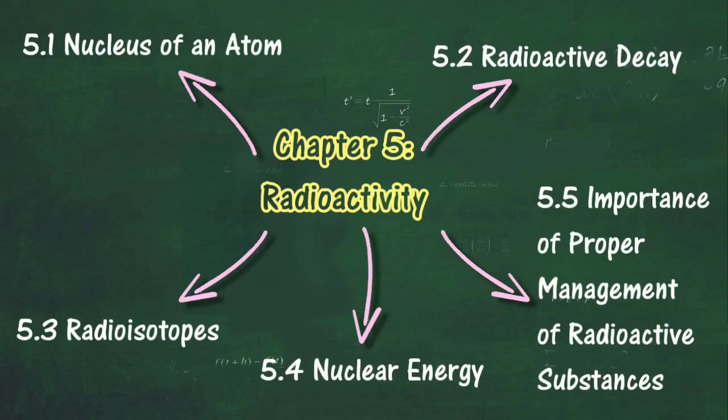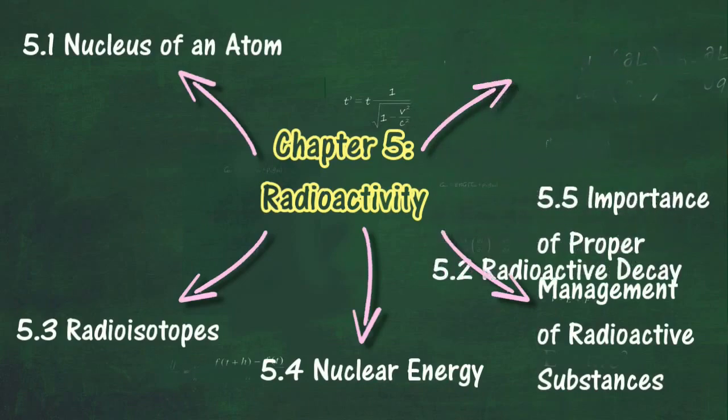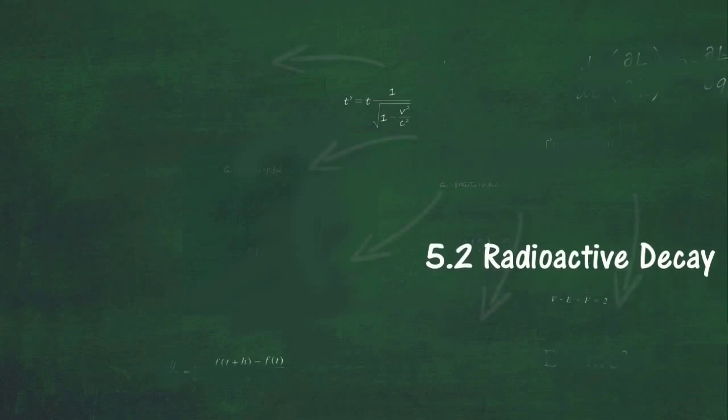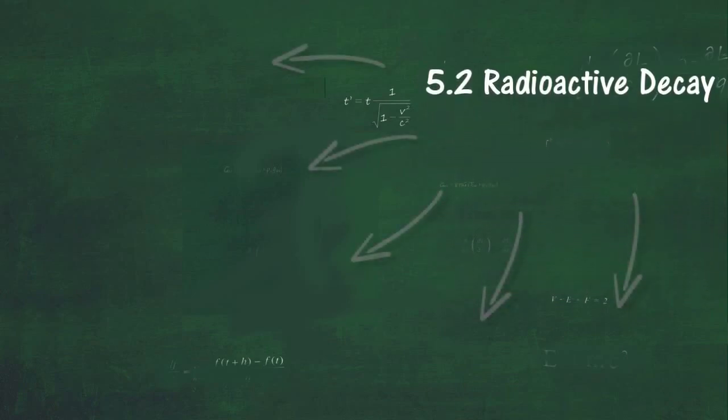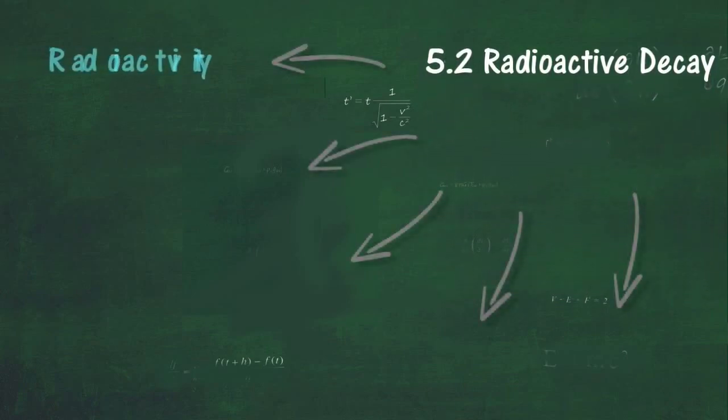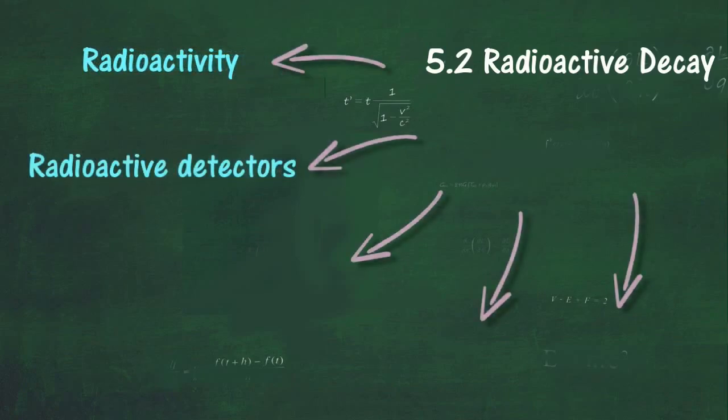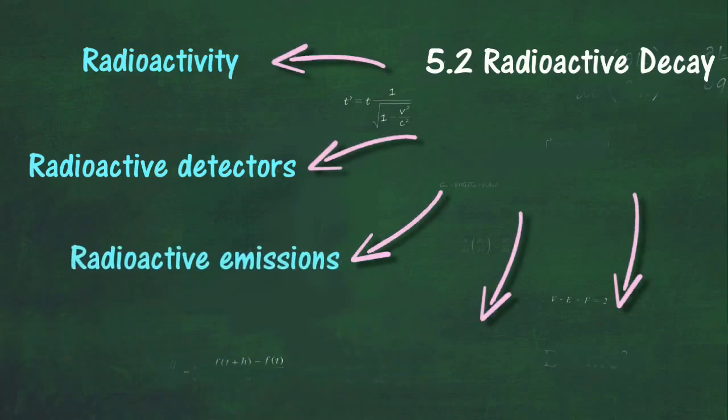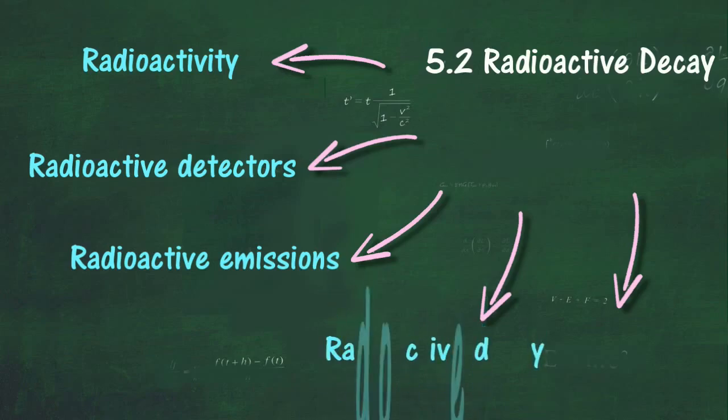In section 5.2, we will learn about radioactive decay. At the end of this section, you should be able to state what radioactivity is, name common detectors for radioactive emissions, compare the 3 kinds of radioactive emissions in terms of their nature, explain what radioactive decay is, use equations to represent changes in the composition of the nucleus when particles are emitted.